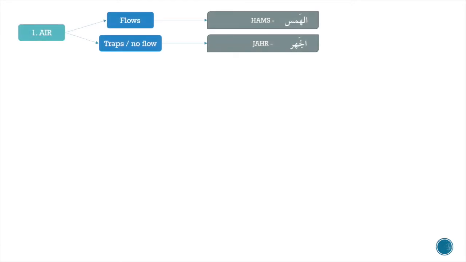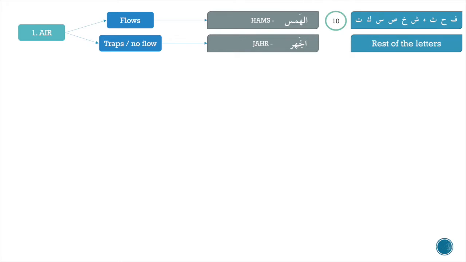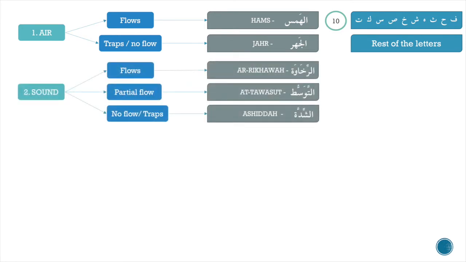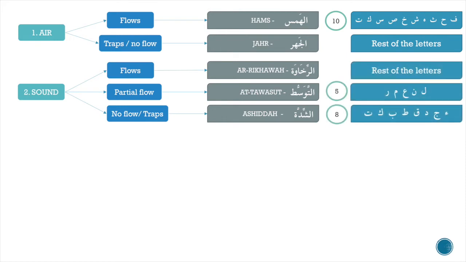So, air flows, which is known as hams. There are 10 letters. Easy way to remember, فَحَثَّهُ شَخْصٌ سَكَتْ. Air does not flow, which is known as JAHR, and the rest of the letters fall into this category. Sound flows, which is known as al-rikhawa. Sound partially flows, which is known as al-tawassut, and sound does not flow, which is known as al-shiddah.